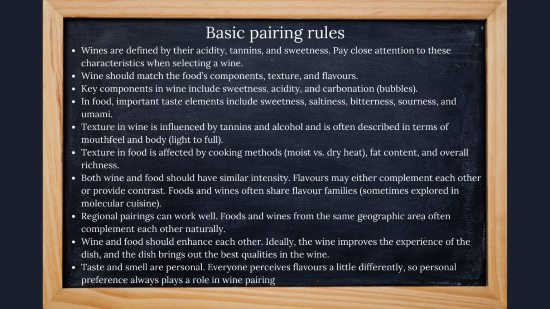Basic pairing rules. Wines are defined by their acidity, their tannins, and sweetness. Pay close attention to these characteristics when selecting a wine. Wine should match your food's components, textures, and flavors. Key components in wine include sweetness, acidity, and carbonation, bubbles. In food, it's important to taste the elements, which include sweet, salty, bitter, sour, and umami.